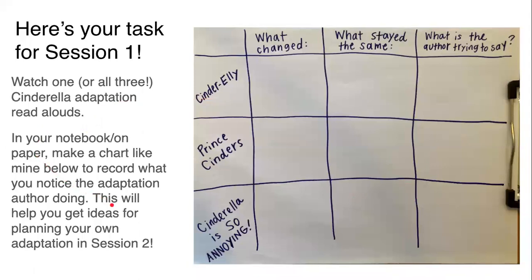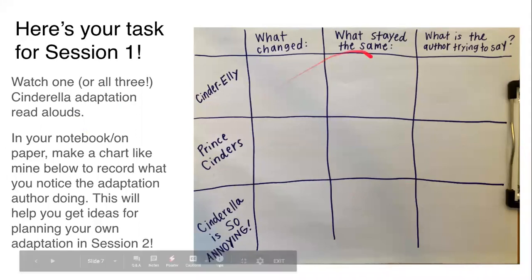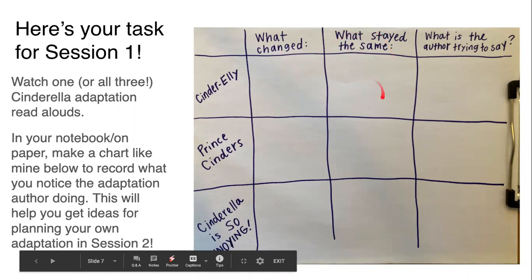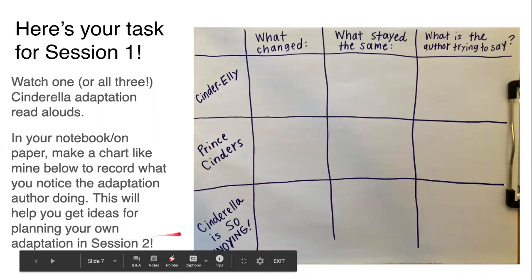In your notebook or on paper, make a chart like this, and use it to record what you noticed the adaptation author doing. You're going to be jotting a bulleted list for each one. What did the author change? Make a list. What did the author keep the same? Make a list. And then finally, what do you think the author is trying to do or say with this adaptation? What do you think they're trying to say? This is going to help you get ideas for planning your own adaptation in session 2 this week.